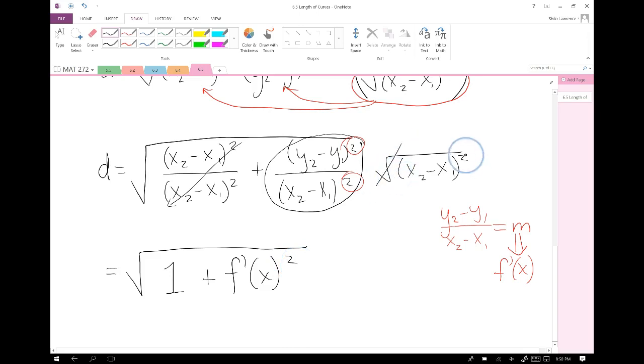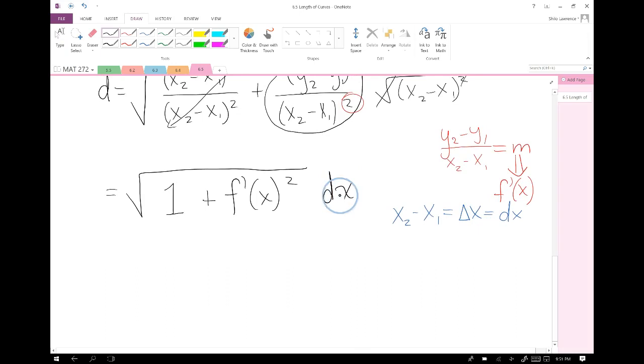On the second piece, the square and the last piece, I guess it is the second piece. The square and the square root cancel each other out. x2 minus x1, that just represents a change in the x value, which we could also write as dx. And typically we see that dx at the end of an integral.